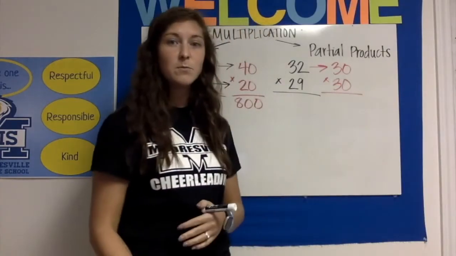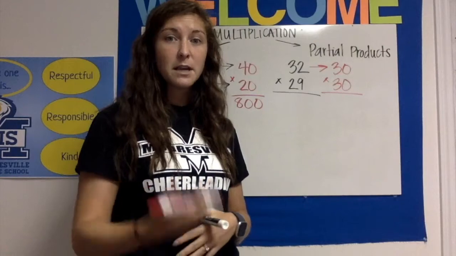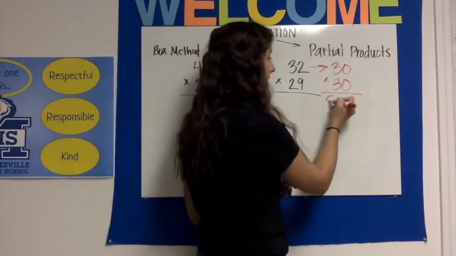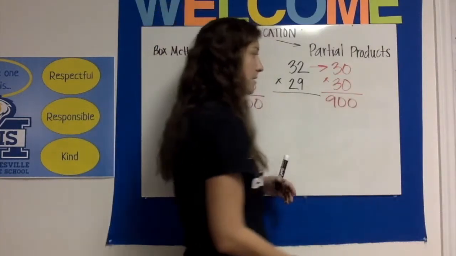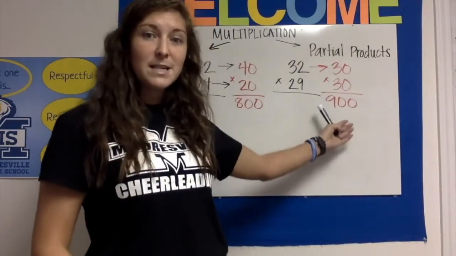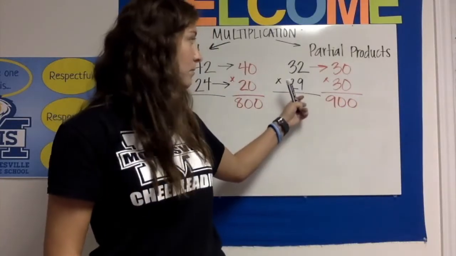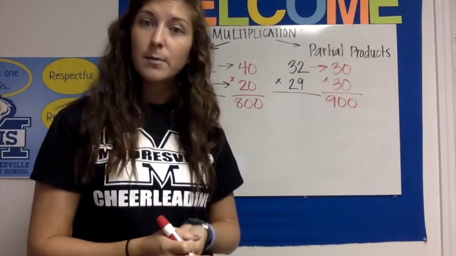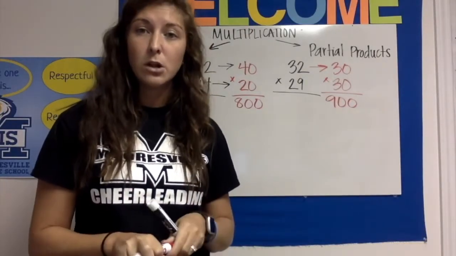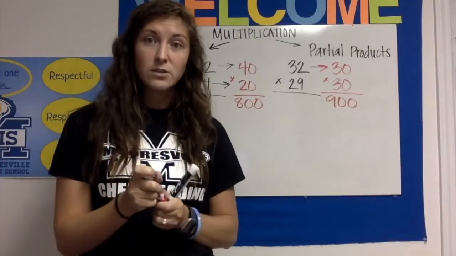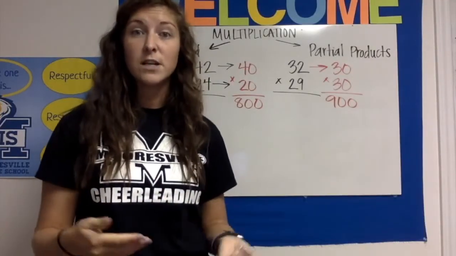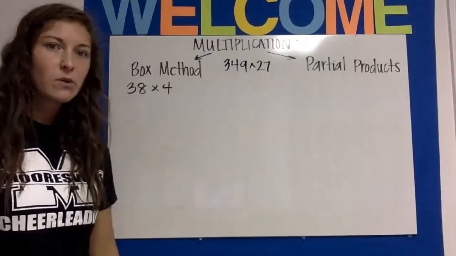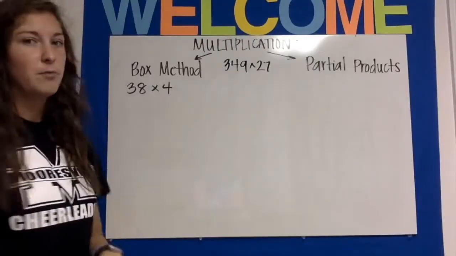So again, same thing. I have 3 times 3. I know that that is 9. I have to add those two zeros down here. So therefore, that means that the answer to this problem, 32 times 29, is going to be close to 900. It's not going to be 900 on the dot, but it is going to be close to it. So you can check that answer as well later in the video to see if it is close to our estimation. So we are going to start today with box method.